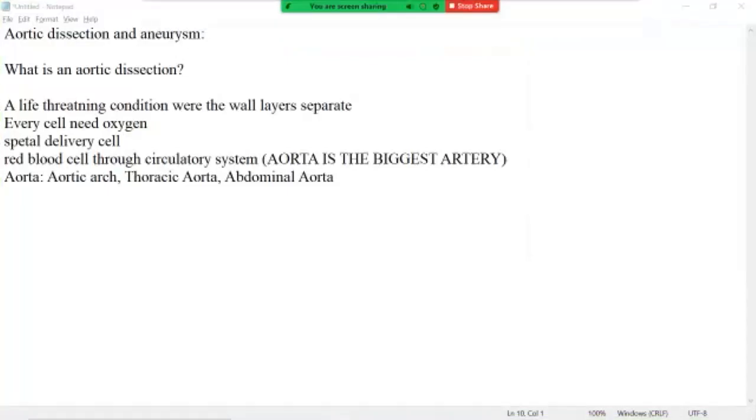Bom, gente, today we'll talk about aortic dissection and aneurysm. So, an aortic dissection, dissect is like cutting the aorta open. And so, we'll be doing that, actually, the medics will be doing that procedure when there is a life-threatening condition.